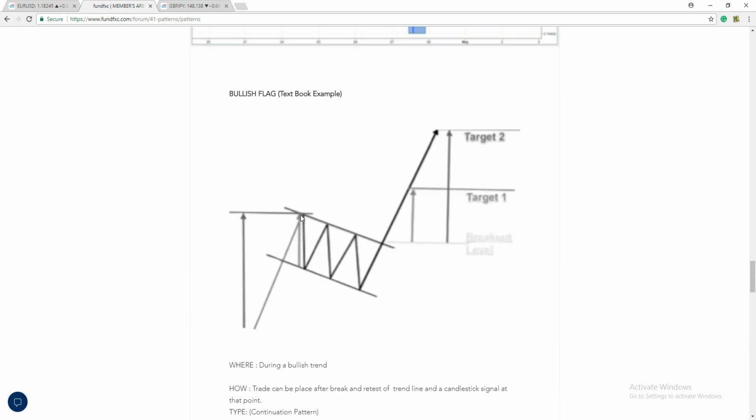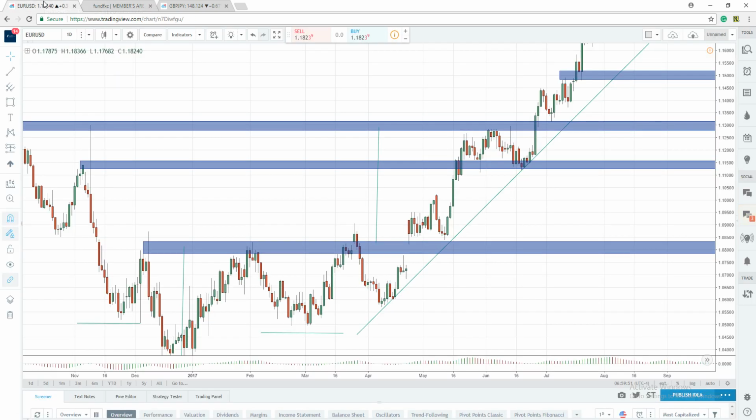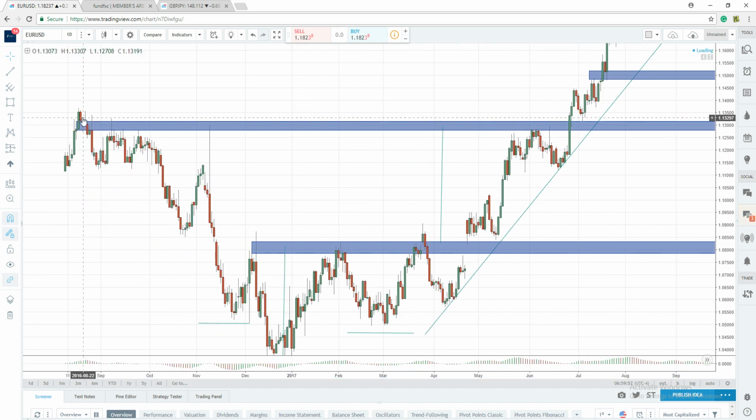Here we have a flag. Now, a flag literally looks like a flag in real life. It has a flag pole and the flag itself, and how we measure a target for that flag pole is equal to the length of the flag itself. So let's try to go find one on our charts. As you can see, we have a structure here. Let's move all this away quickly.